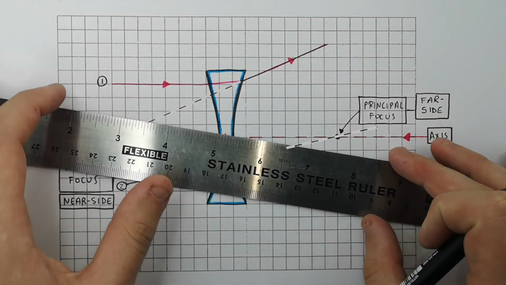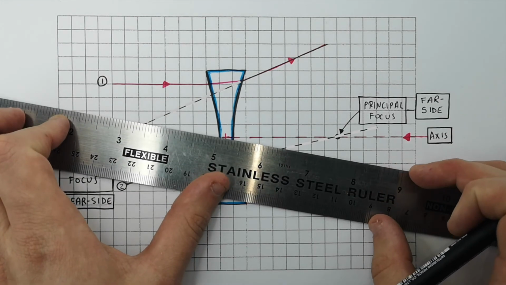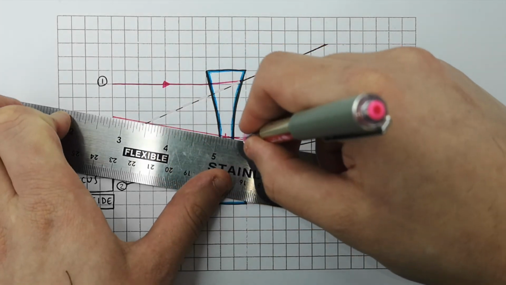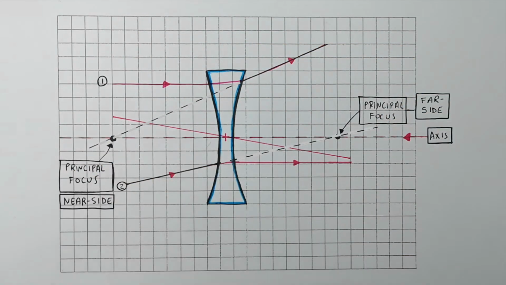And just like on a convex lens, light rays traveling through the center of the concave lens is going to continue on in a straight direction without bending.